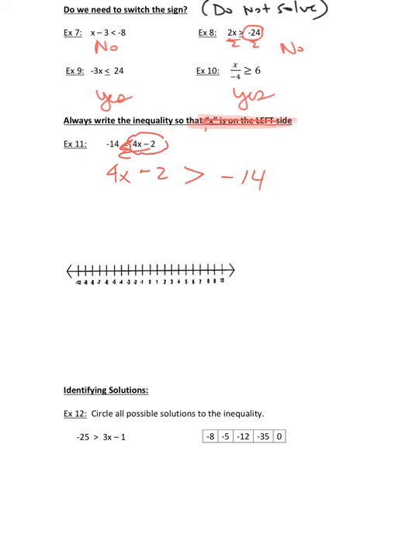Now I solve once I rewrite it. So I add 2 to both sides. I have 4x is greater than -12, and I'm going to divide both sides by 4. Do I switch the inequality symbol? No, because I'm dividing by 4. So x is greater than -3. That means x is a number at -3, but not equal to it. So open circle or greater, or to the right.